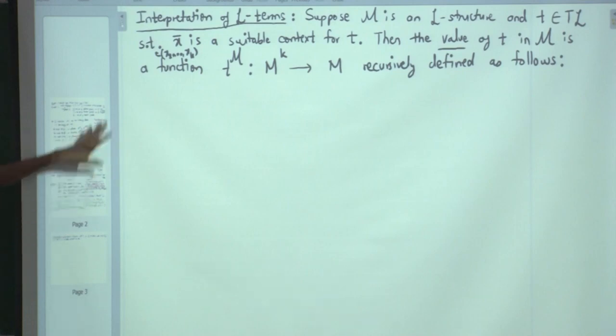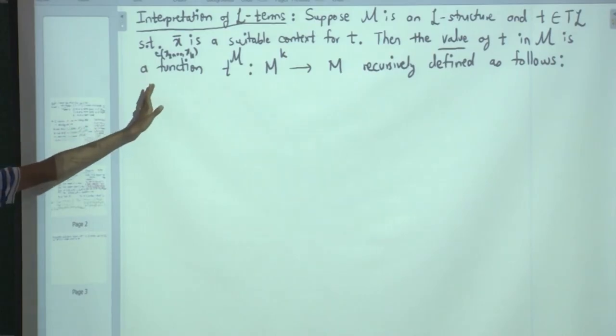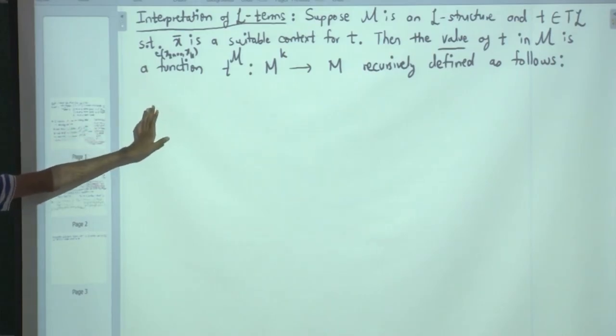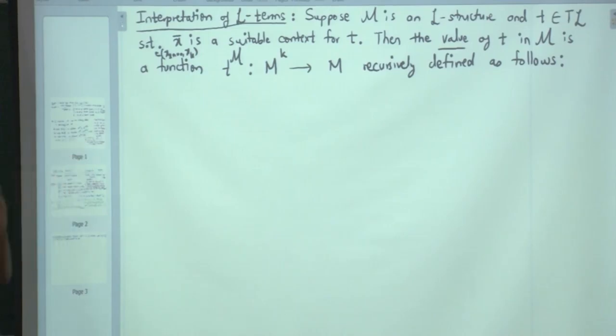Okay, any question in these three lines? We are saying that we are going to interpret a term as a function. Now, a function must have an arity. Now, what arity are we talking about? The number of variables in the context. Understood? Okay. Now, let's look at this.